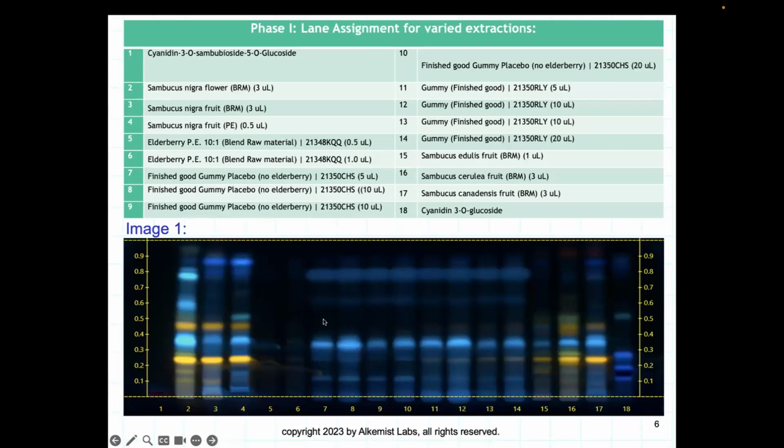So this is like the pilot or the screening for what we were looking at here. What we're looking at in lane 1, which is not showing up in this particular slide, is the cyanidin 3-O-sambubioside, 5-O-glucoside, one compound that's supposedly more unique to Sambucus nigra. Not sure how unique that is, but it is a marker. Then in lanes 2, 3, 4, we have the Sambucus nigra flower, fruit, and then the fruit again. One is the botanical reference material, and then lane 4 is the powdered extract, another reference material.